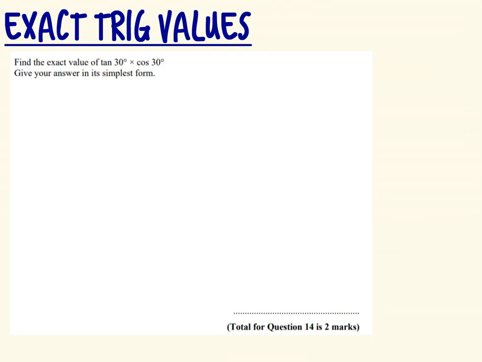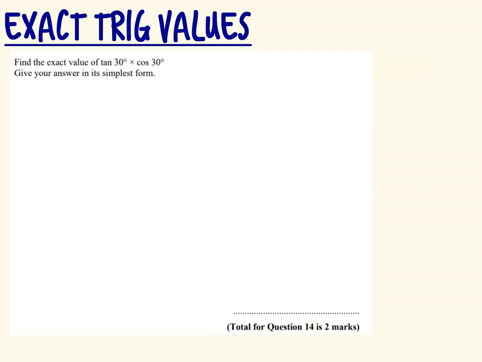Final one that I wanted to look at then was exact trig values. So you could be asked to do this within a triangle question. So they might be using a right angle triangle, you have to use SOHCAHTOA but without a calculator. Or you could get a question like this, where you're doing a calculation with your exact trig values, or you can even just be asked to state one of the exact trig values.